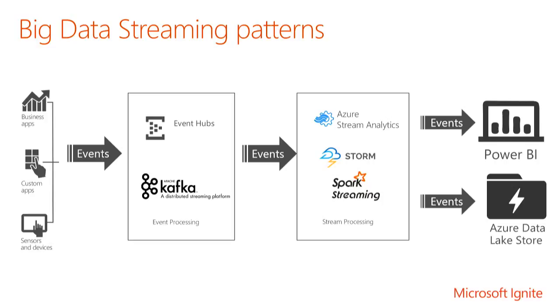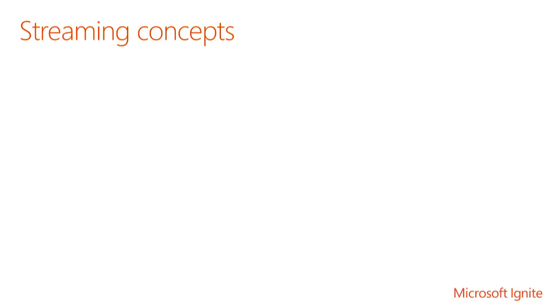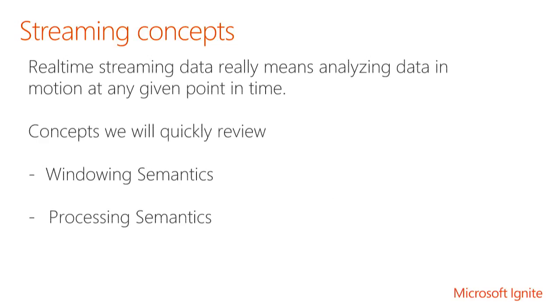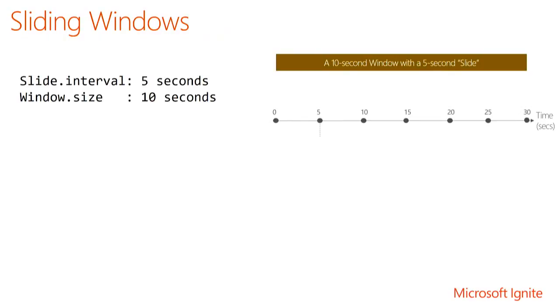But before we can discuss these trade-offs, let's go through some of the streaming concepts just so that we can understand what are the necessary components that we need to evaluate our streaming technologies against. So when we talk about streaming data, we really talk about data that is in motion. This is continuous data that is flowing in at every single second or millisecond. And we need to review a couple of semantics. The first one we're going to review are windowing semantics, and the second one is stream processing semantics. Let's start with the windowing semantics.